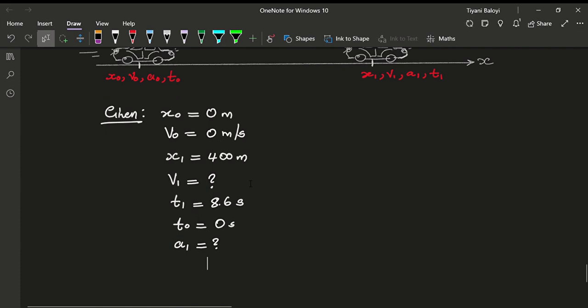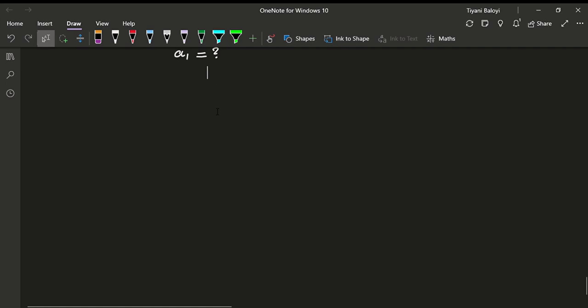What are our questions, right? So let's say A, they want us to calculate that. Let me just check the questions. It says we should calculate the average acceleration, right? So average acceleration.